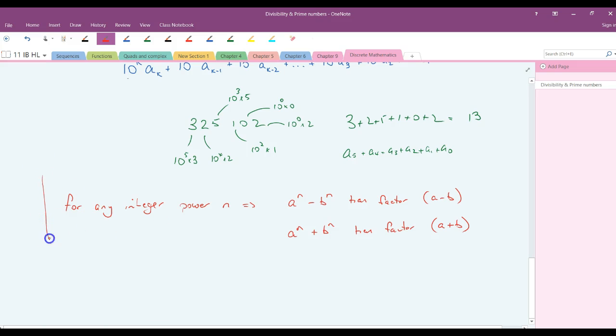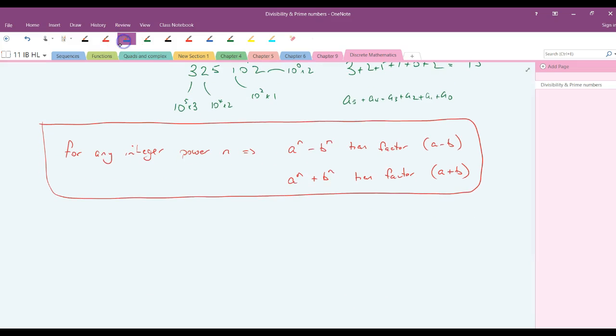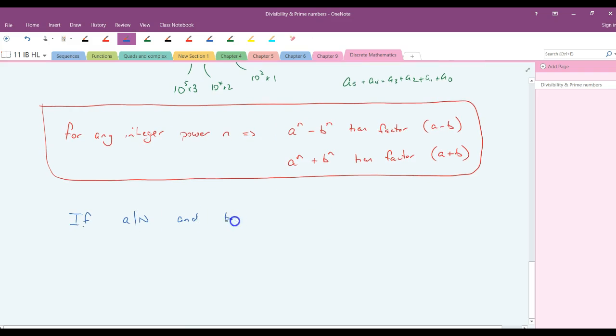So that's going to be really useful for any integer power n. We've got that result there. And then finally, if I know that a divides a number n, and also that b divides the same number n, and if a and b are what's called relatively prime, which means they have no common factors greater than 1, then we can say that ab, the product, will also divide n.